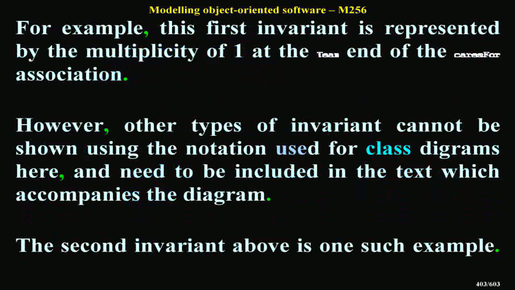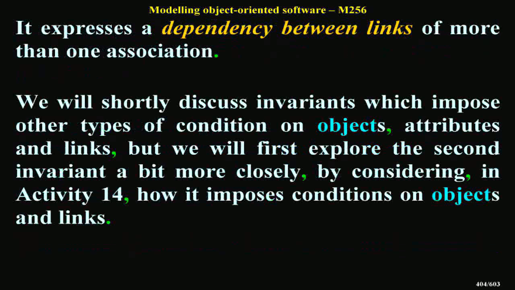However, other types of invariant cannot be shown using the notation used for class diagrams here, and need to be included in the text which accompanies the diagram. The second invariant above is one such example. It expresses a dependency between links of more than one association. We will shortly discuss invariants which impose other types of condition on objects, attributes and links, but we will first explore the second invariant a bit more closely by considering, in Activity 14, how it imposes conditions on objects and links.